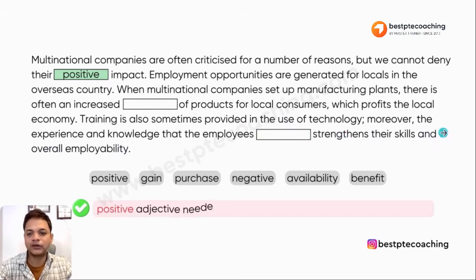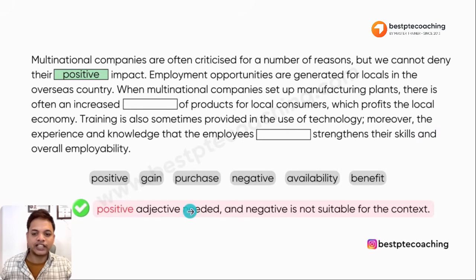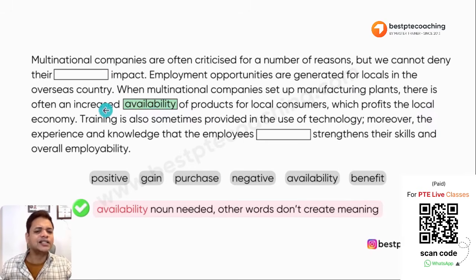Now look at the reasoning also. Positive impact, adjective is needed. Some impact, what kind of impact? Positive impact. And negative is not suitable in the context because of the contradiction word. Increased availability. Increased is an adjective, so noun is needed. An increased singular noun is needed because an is there. It doesn't allow the plural noun. Also, we don't have plural nouns here, basically.